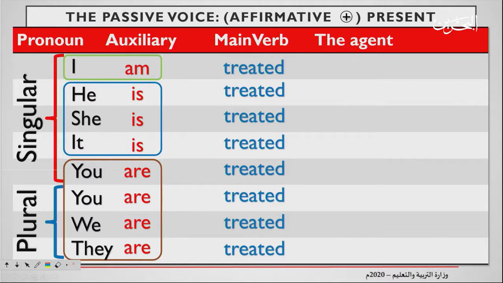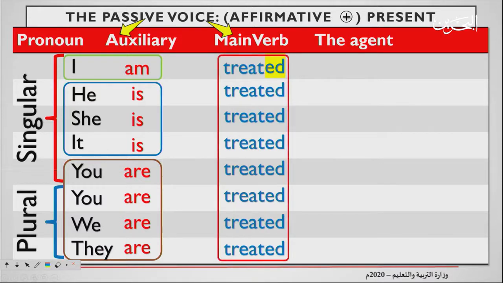Then the main verb. In this case, I have chosen treated. You have to understand that the passive voice is the auxiliary plus the main verb. So you have 2 verbs to form the passive voice. And do not forget that it has ed, treated. This is not just the past, it is the past participle.